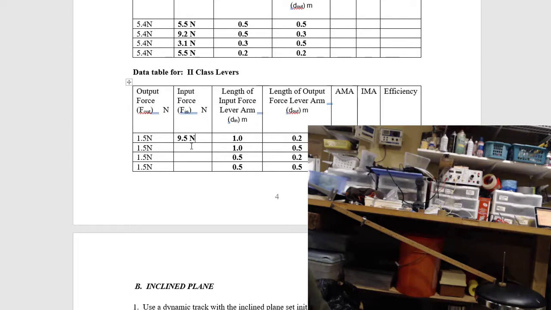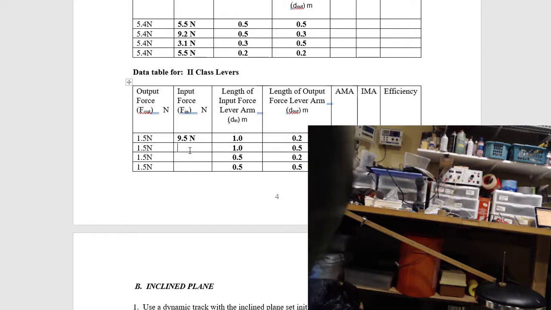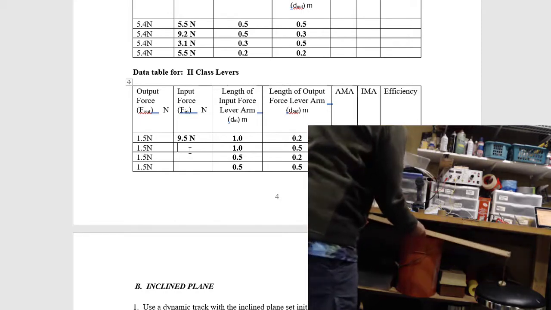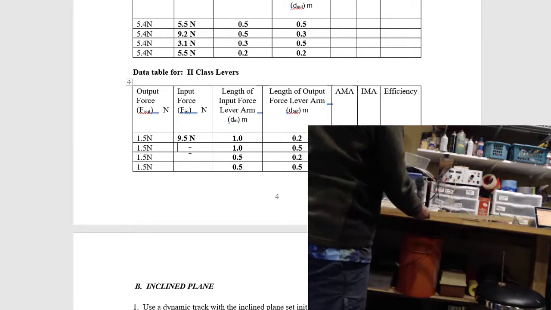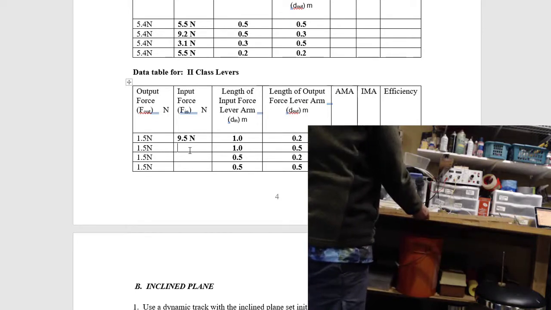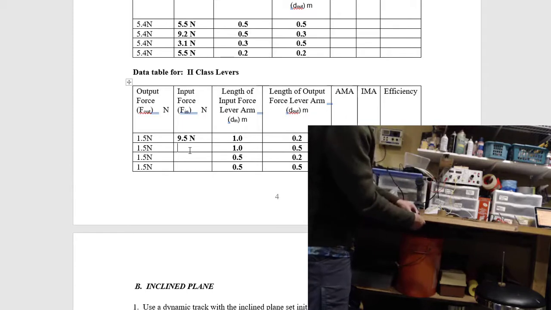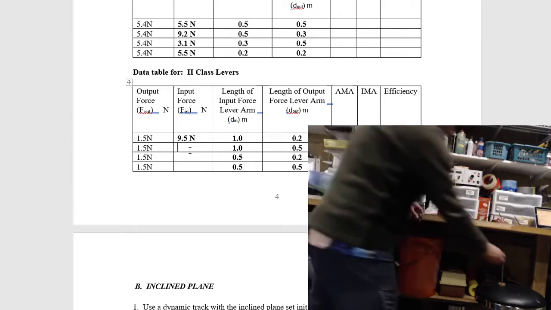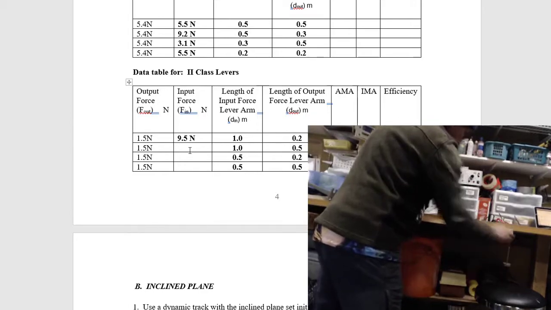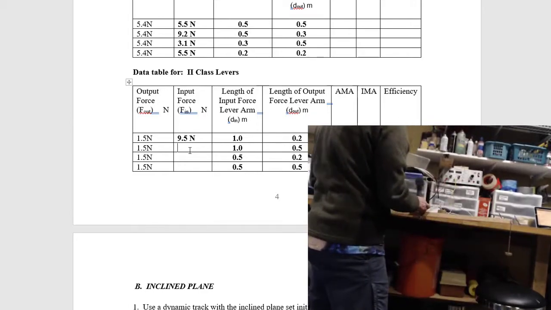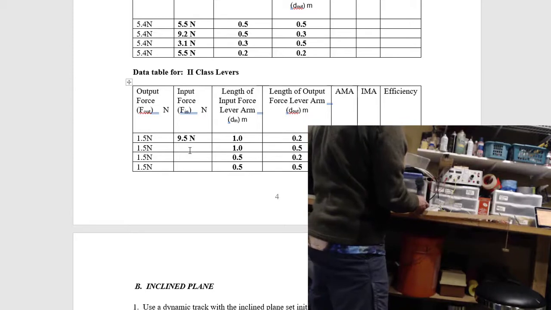Now I'm going to move the output force to 0.5 meter from where it had been. So instead of being 20 centimeters, I'm going to move it to 0.5 meter, which is right here. Put the weight on, measure the force it takes to hold it up.